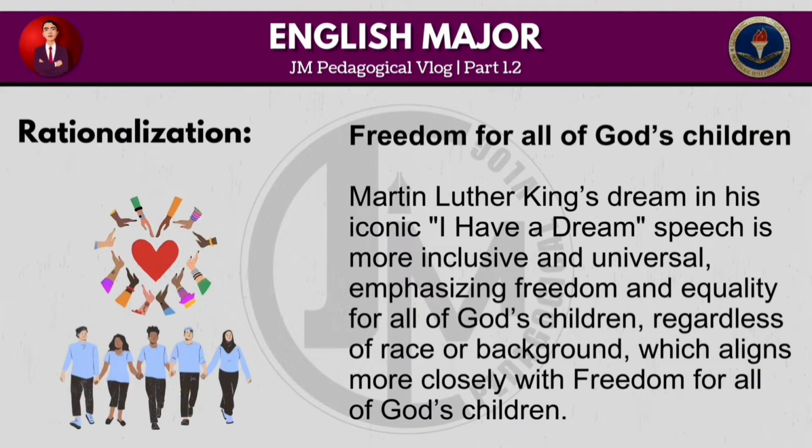Option C does touch on Martin Luther King's broader vision of freedom for African Americans, including those in the Deep South and Northern ghettos. However, King's dream in his iconic "I Have a Dream" speech is more inclusive and universal, emphasizing freedom and equality for all of God's children, regardless of race or background, which aligns more closely with B, freedom for all of God's children.